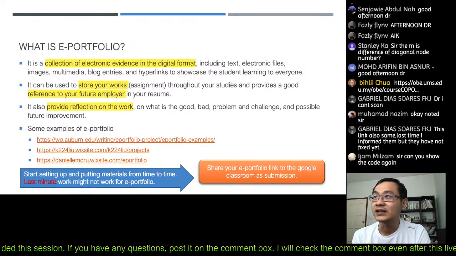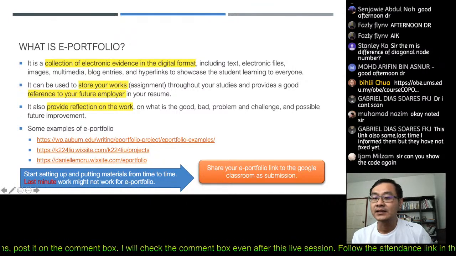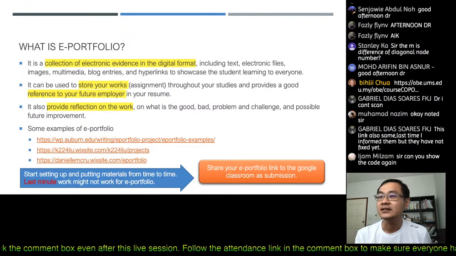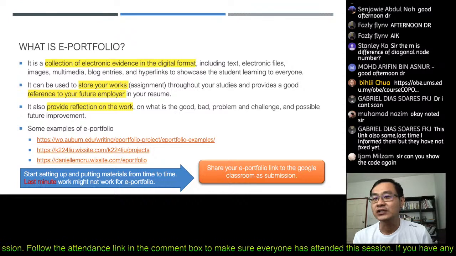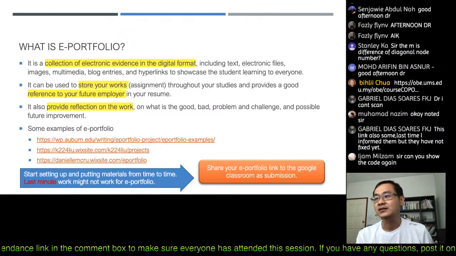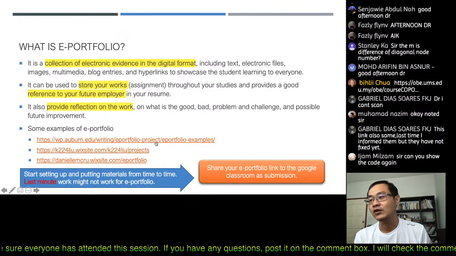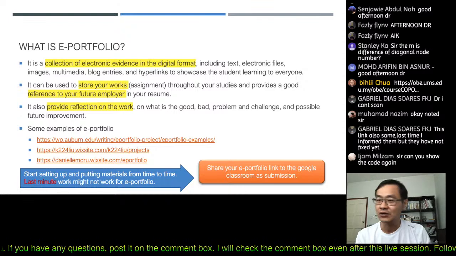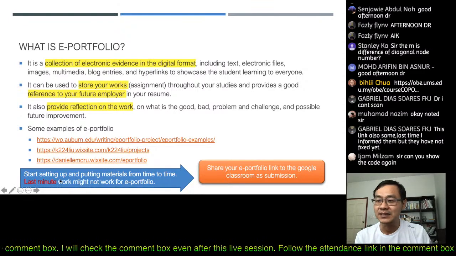The flow of the website will be very important to ease the user or the reader to browse through your website. So you can check out other e-portfolios. They may be good, maybe not good, but make sure you don't do it in the very last minute.